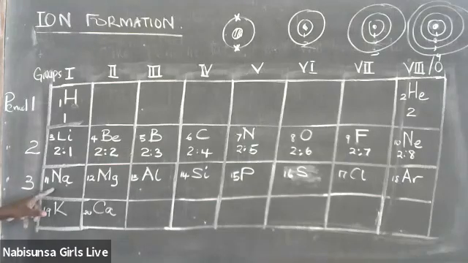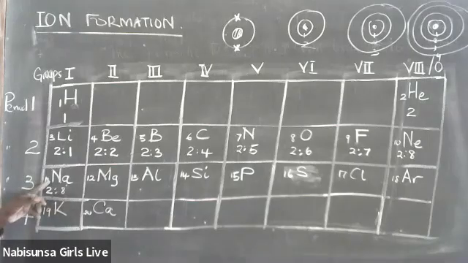Let's cross to 11, sodium. Remember, the first can take a maximum of 2, the next can take a maximum of 8. So what's the electronic configuration of sodium? The first one 2, 8, then 1. 2, 8, 1. Therefore 2 followed by 8, 2 plus 8 is 10, followed by 1.